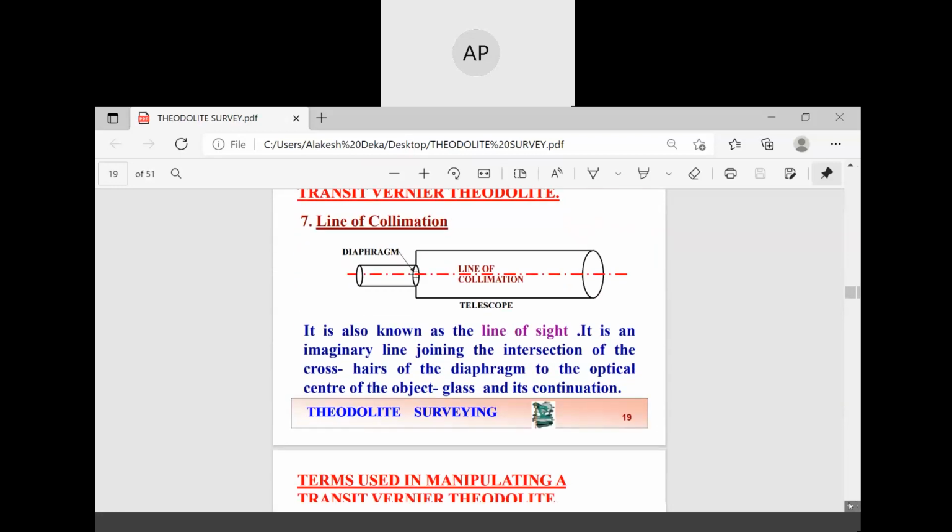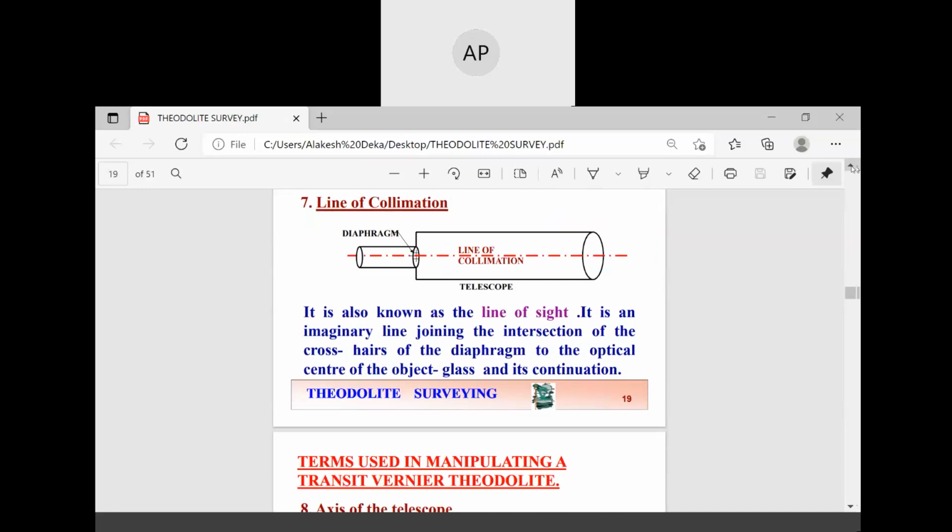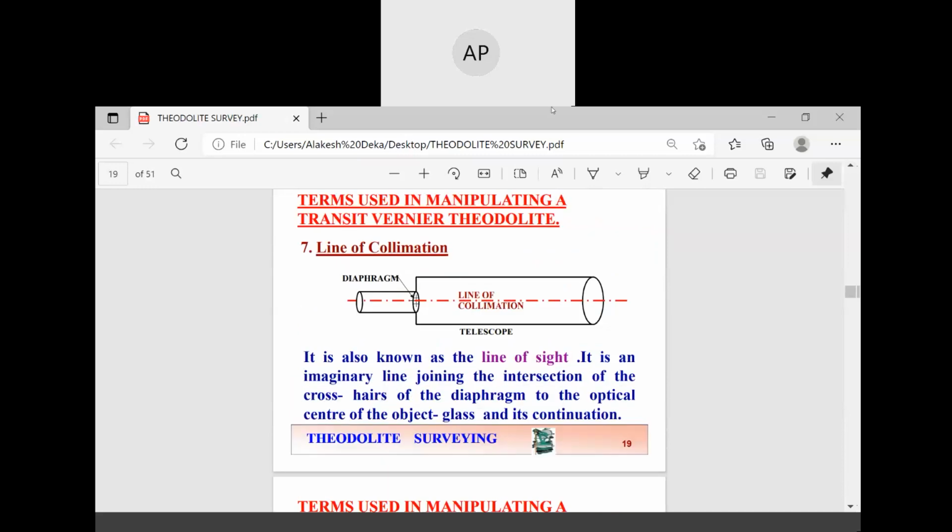Another important term is your line of collimation. It is also known as the line of sight. When you are seeing some object through the eyepiece and objective of the telescope, that is your line of collimation. It is an imaginary line joining the intersection of the cross hairs of the diaphragm to the optical center of the object glass and its continuation.